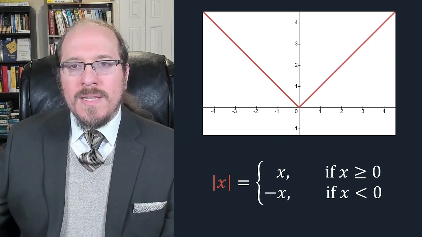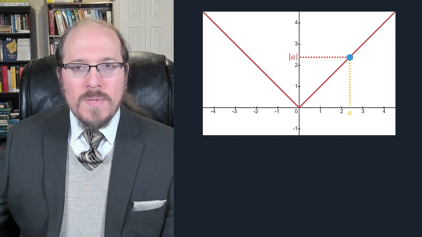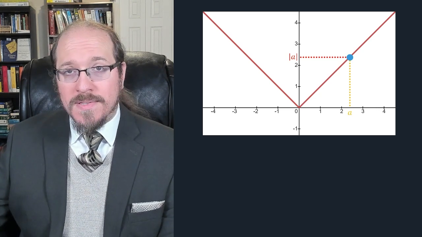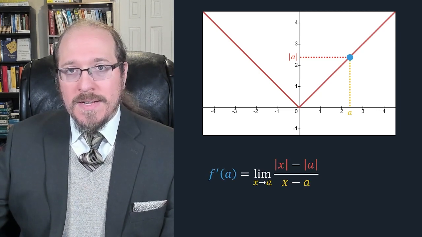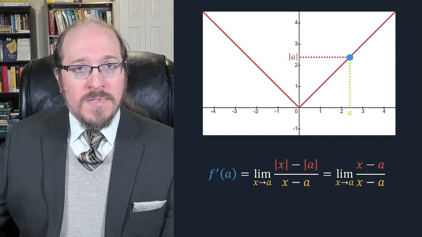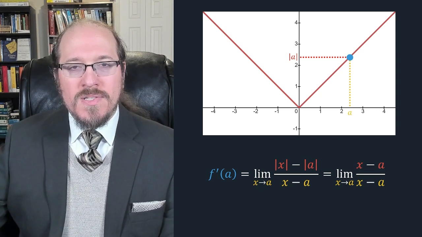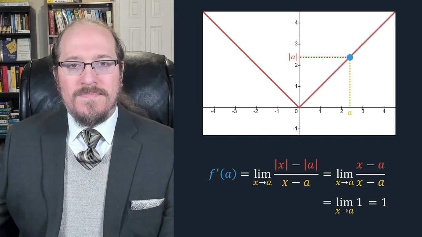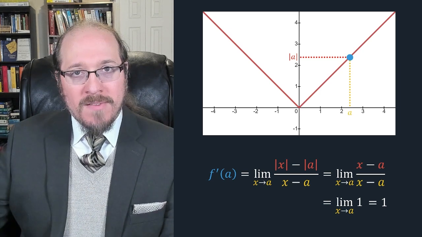Now, let's use our new limit definition to figure out the derivative of absolute value of x. Suppose we pick a stationary value a to the right of the vertex, that is where a is greater than 0. Now suppose x is close to a, and let's write out the limit definition of the derivative. Then the absolute value of x is just x, and absolute value of a is just a, because both are already positive. So the slope is x minus a over x minus a, which just comes out to 1. And that makes sense visually. The right half of the graph is a line with a slope of 1.